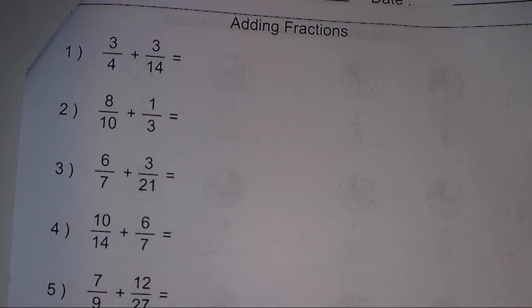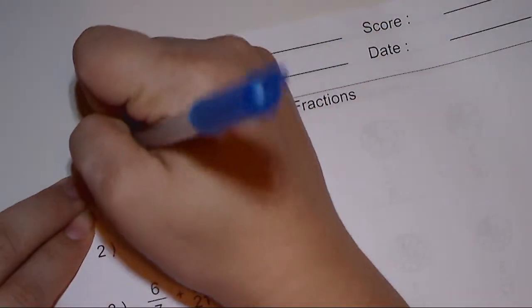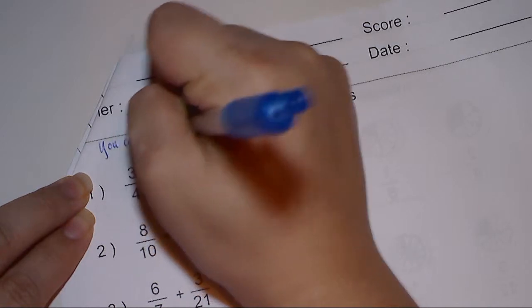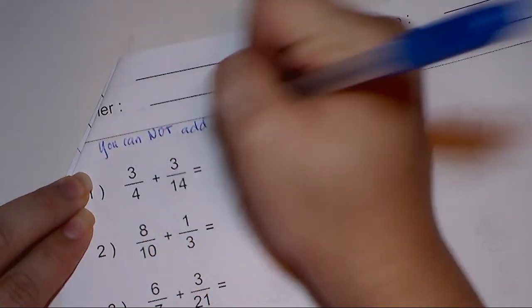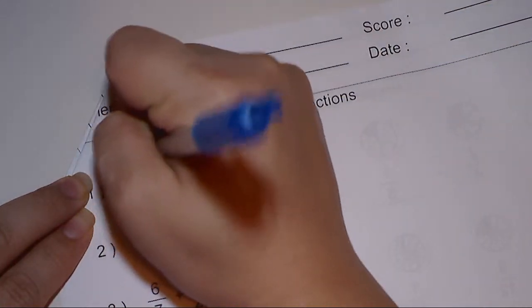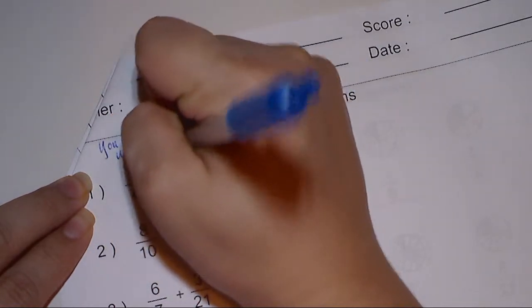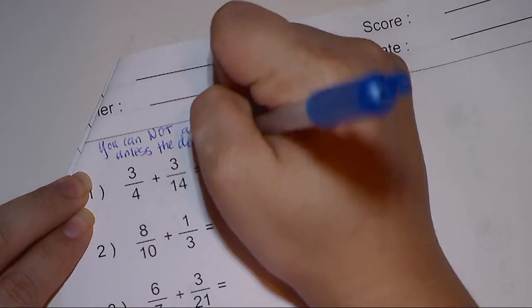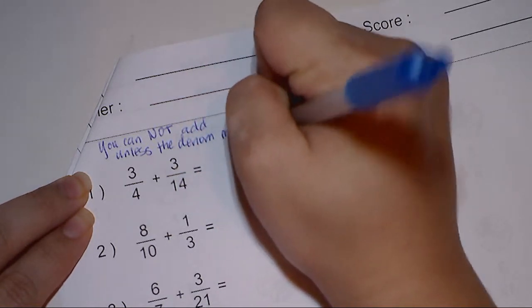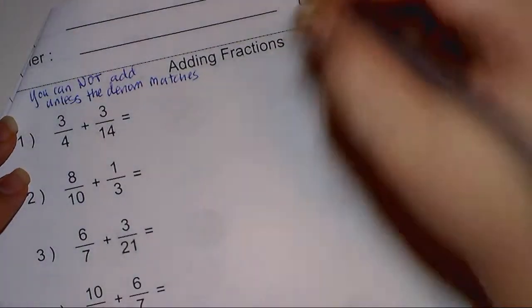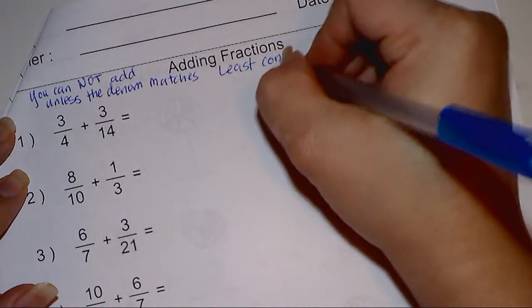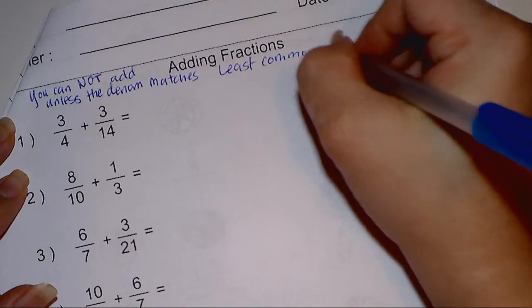Okay, so adding fractions has that rule. You cannot add unless the denominator is the same. So again, we have to find the least common denominator.